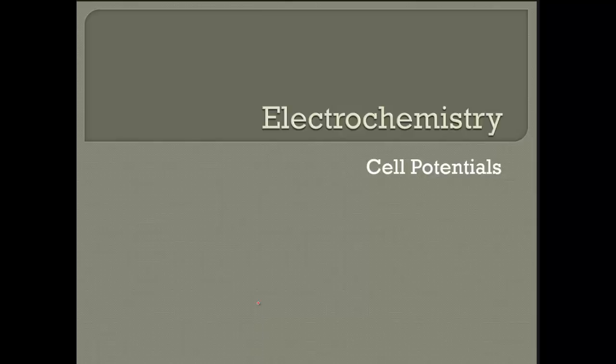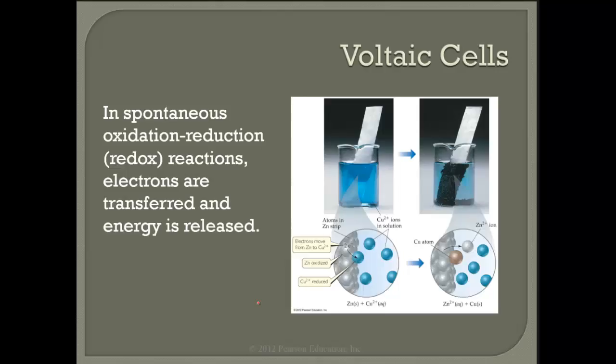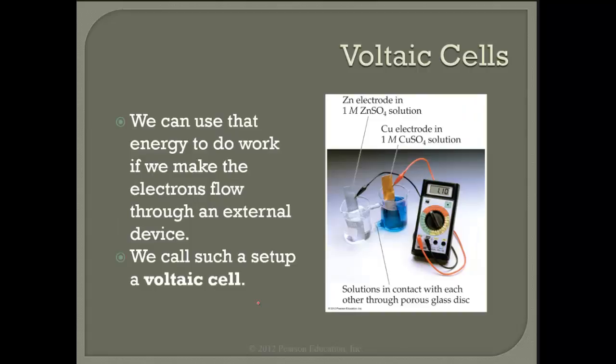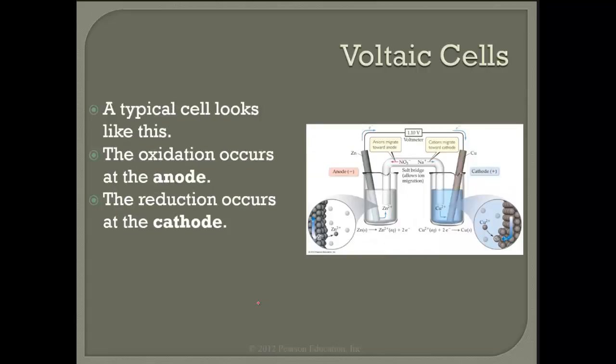In this tutorial, we will be discussing cell potentials. In spontaneous oxidation reduction or redox reactions, electrons are transferred as energy is released. We can use the energy to do work if we make the electrons flow through an external device. We call such a setup a voltaic cell. A typical cell looks like this.